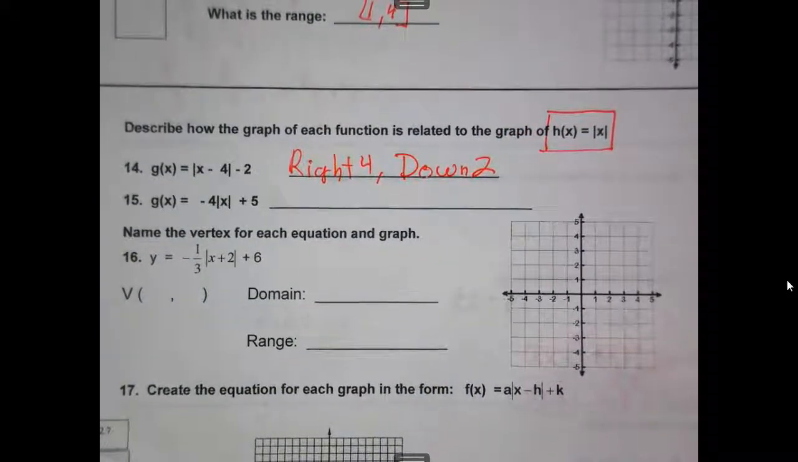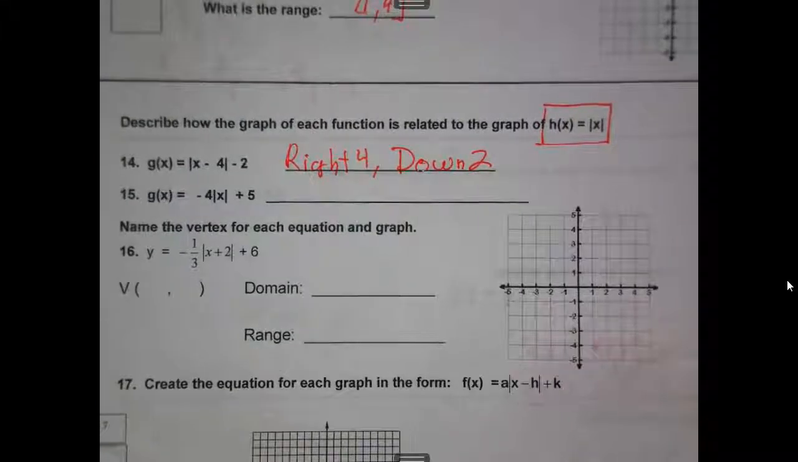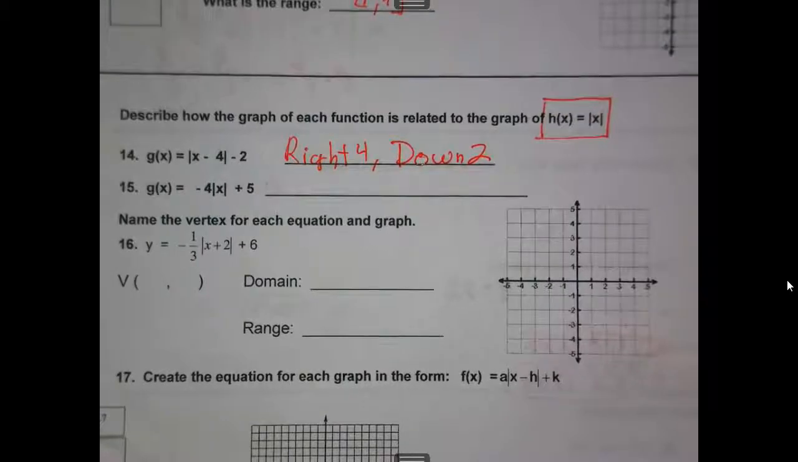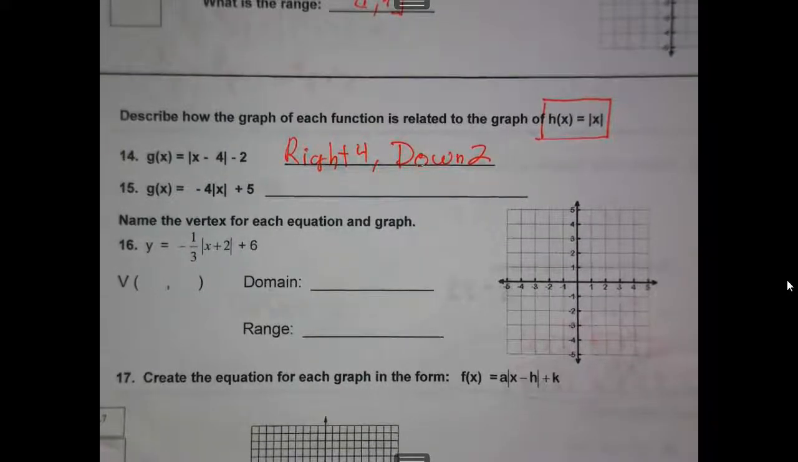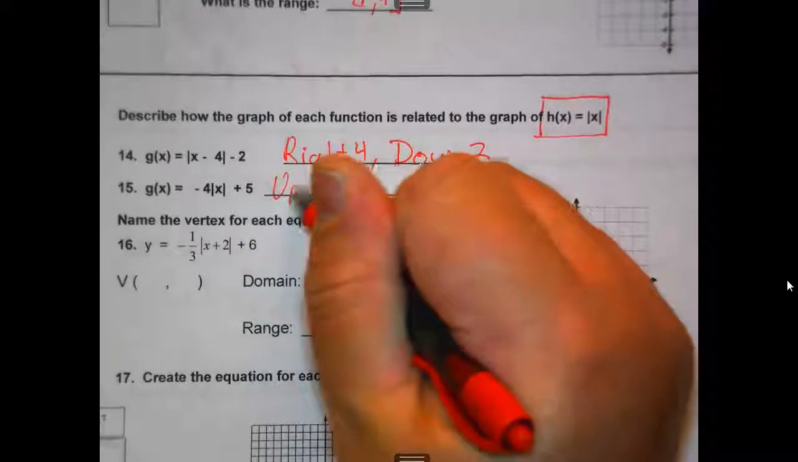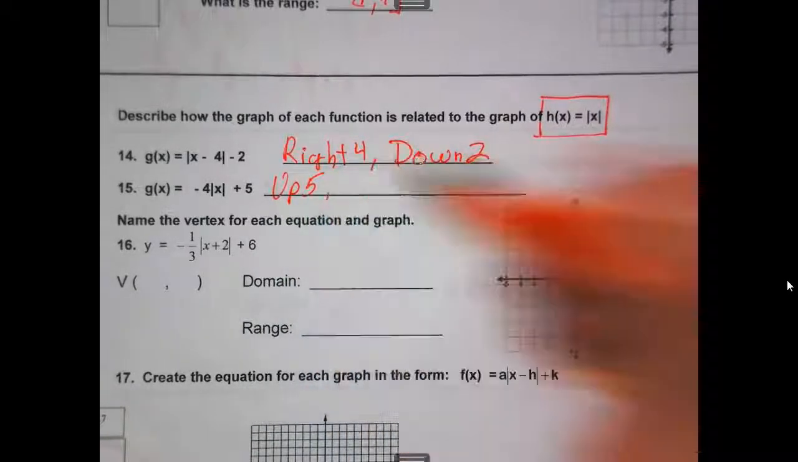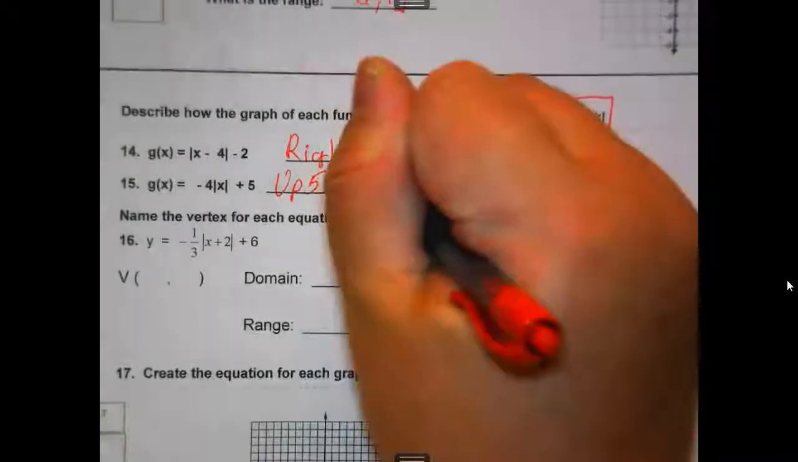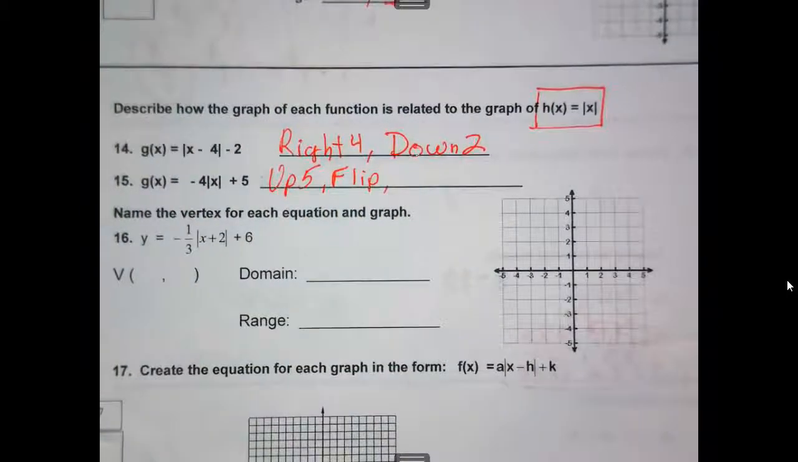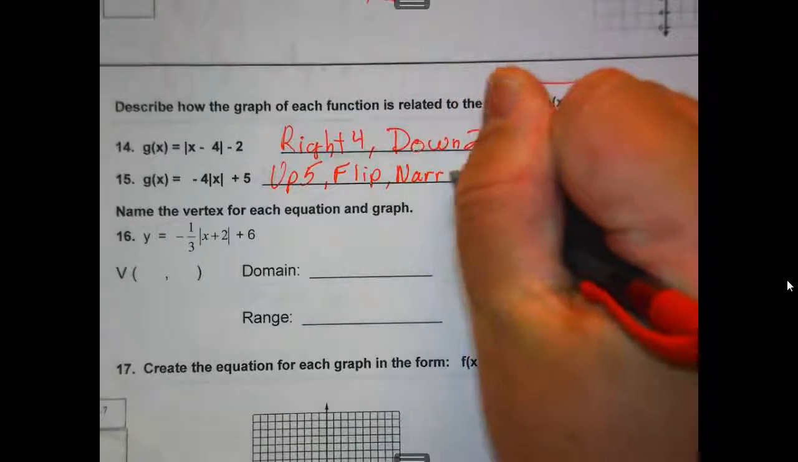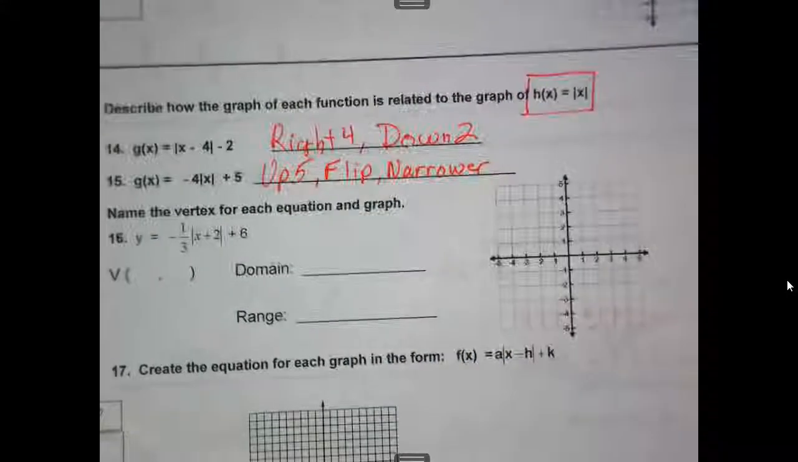Thankfully, one person's going to pass the quiz tomorrow. Okay, what about 15? No, you're not. No, you're not. Nope. Somebody said up 5. That's good. Way to go, Stacy. What else? Flips. I heard a flip. What else? Narrow. Wow, we might have like 3 or 4 people pass the test.